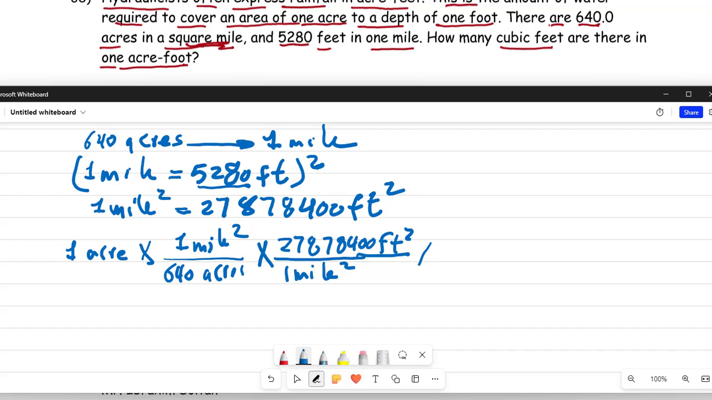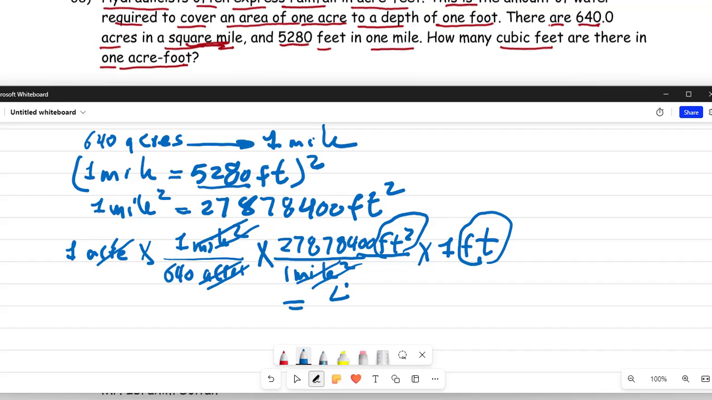This is the area. We need to multiply by 1 foot to get the volume in cubic feet. As you see, square mile goes with square mile, acre goes with acre. So we have square feet times feet, which yields cubic feet. The answer will be 43,560 cubic feet. So this is the right answer.